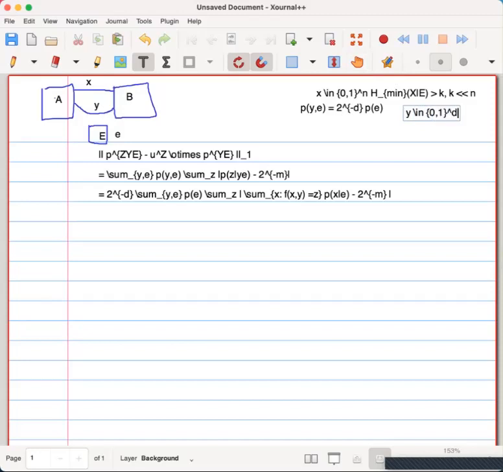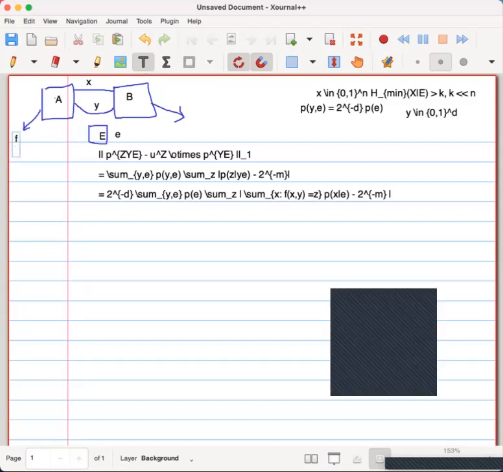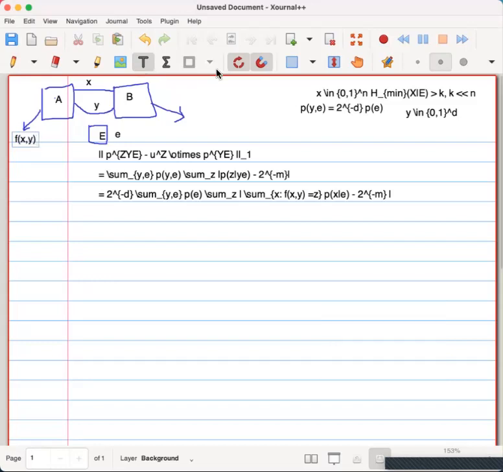And what Alice does is, this is what I'm calling Z. And now the hope is Z will be completely independent of E, or almost completely independent of E, and perfectly uniform. And what is Z? Z is something like 0,1 to the m.